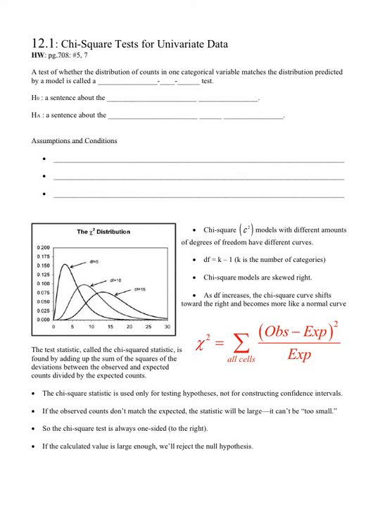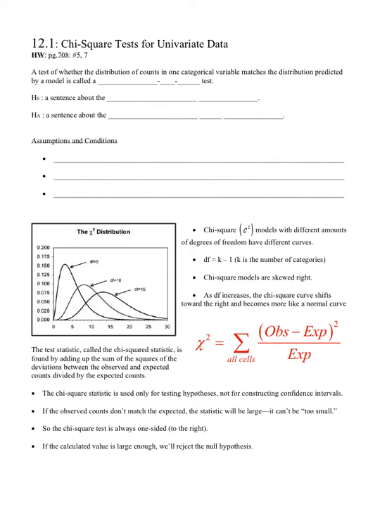All right, so let me tell you a little bit about chapter 12 as a whole. In chapter 12, we're going to talk about 3 different chi-square tests. Today we're going to talk about the chi-square test for goodness of fit, and then our next one will be a chi-square test for homogeneity, and the last one will be a chi-square test for independence. Now, these are all hypothesis tests.